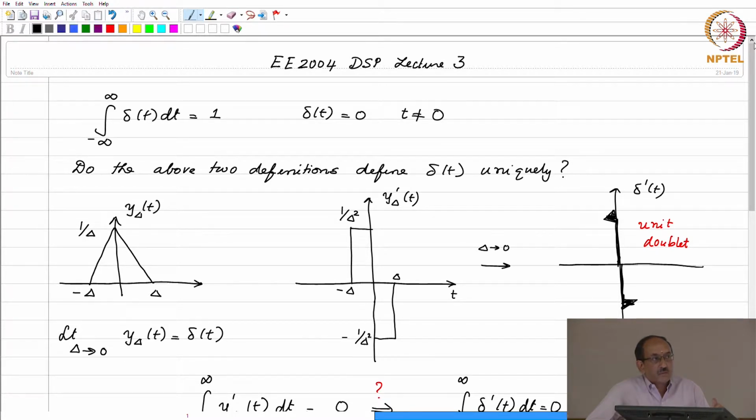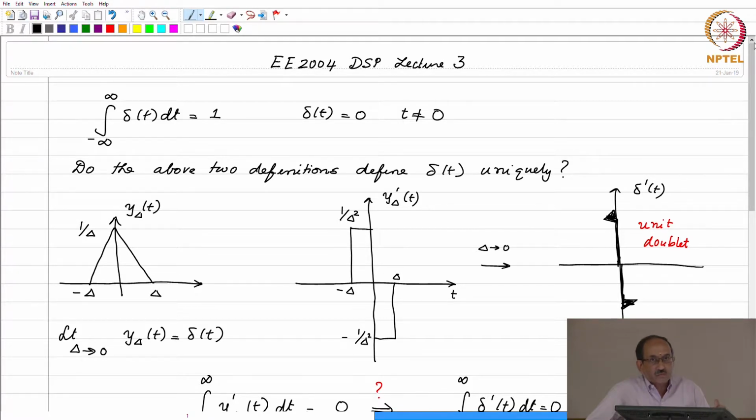So these are terms that should remind us this is not an ordinary function, and delta of t is not the only generalized function or distribution. There are other members of this set, but the delta function is the one that is most famous, most well known, and that is what we will be using for our purposes in this course.